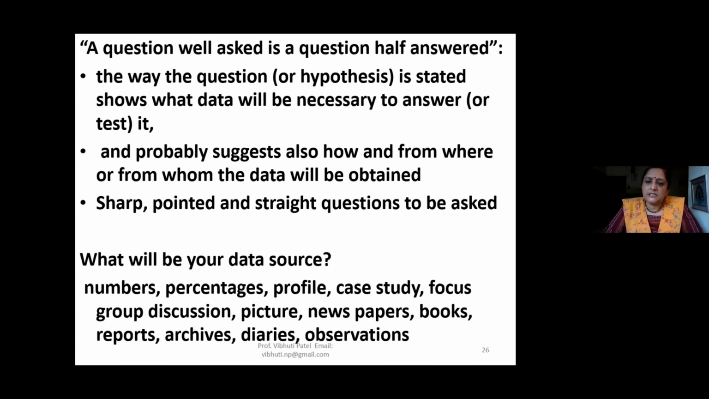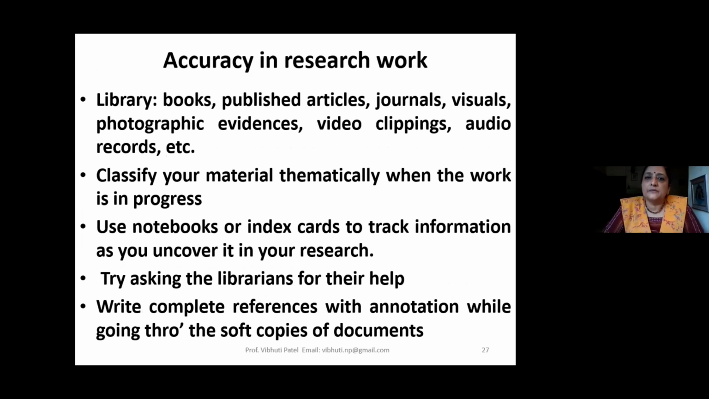Group discussions, pictures, newspaper articles, books, reports, archives, diaries, and observations of the key informants become very important, and your observation as a researcher becomes very important. So when we do research work, we are completely focused on our object. The way Arjun was seeing only the left eye of a bird when he was learning his skill as a sharpshooter, no? The same way, when you are doing your research, you have to be totally engrossed in it, and you need to note down your personal observations in your field diary.